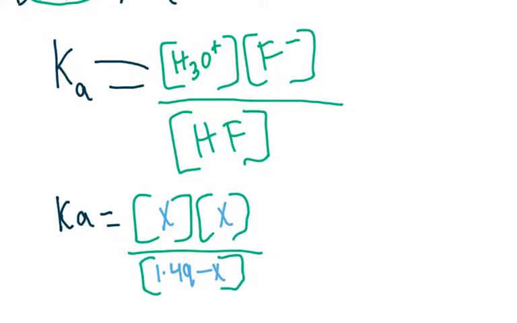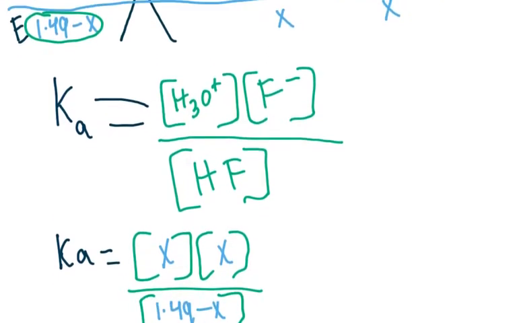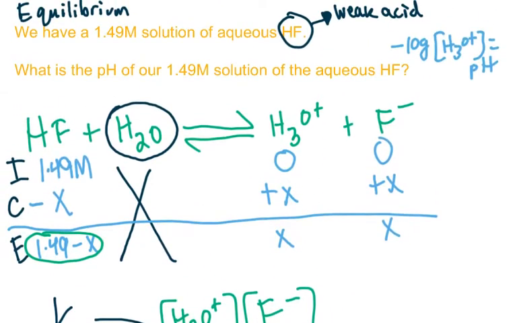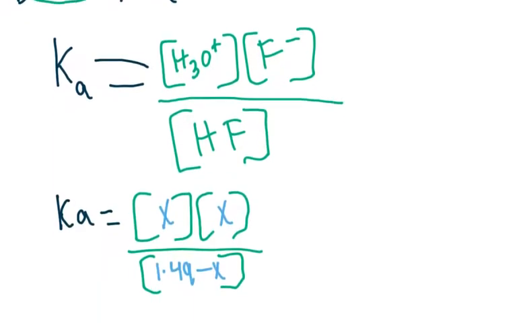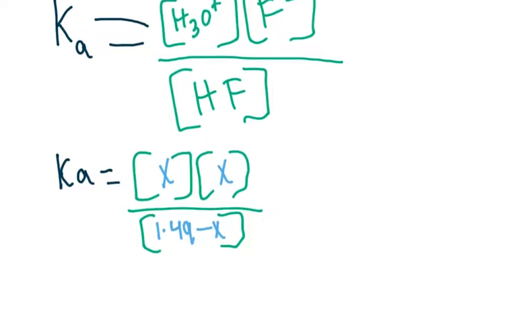All right, sweet. Now what do we do? Because we're still trying to find what the H3O plus concentration is so we can find the pH. Now that we have this, let's simplify it even more and multiply the numerator out. So then we get Ka is equal to x squared, because x times x is x squared, over 1.49 minus x.